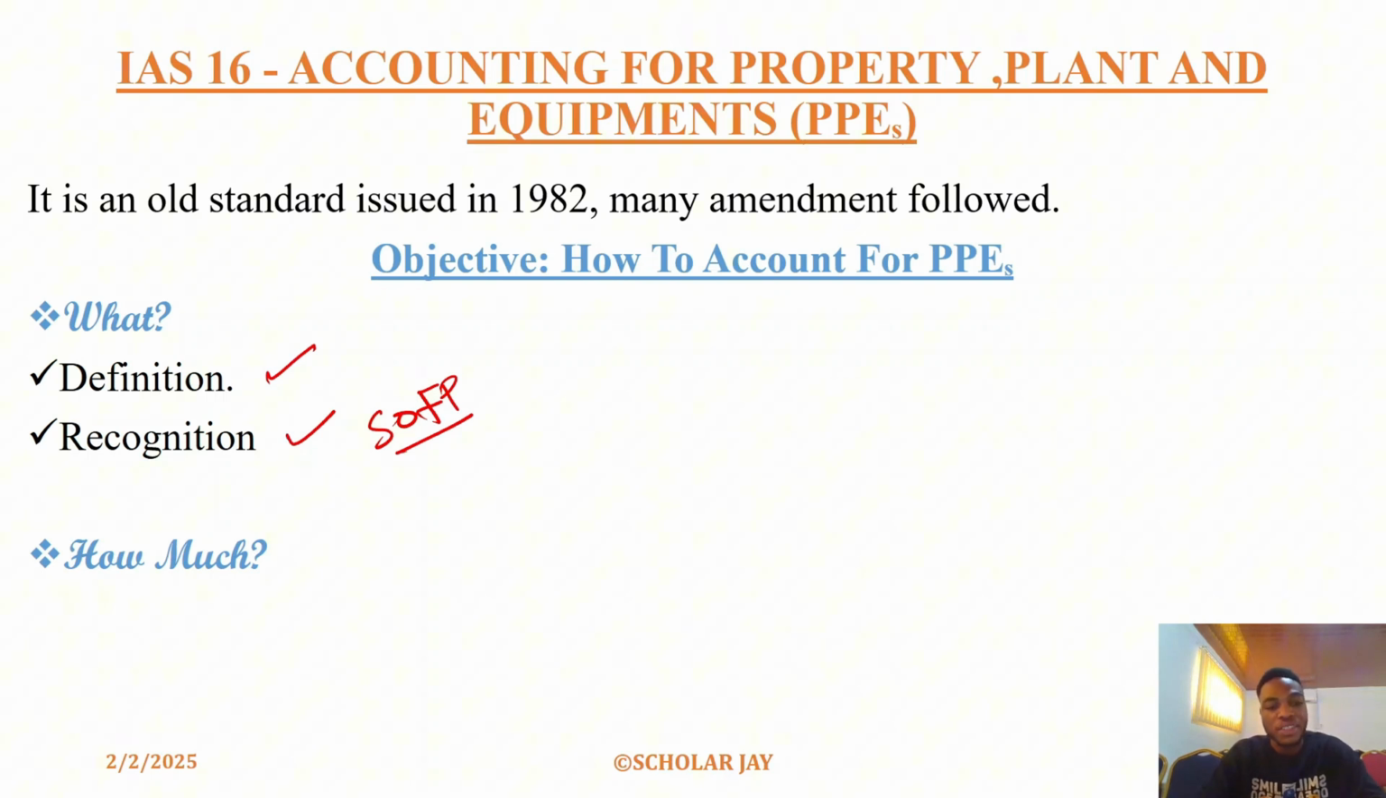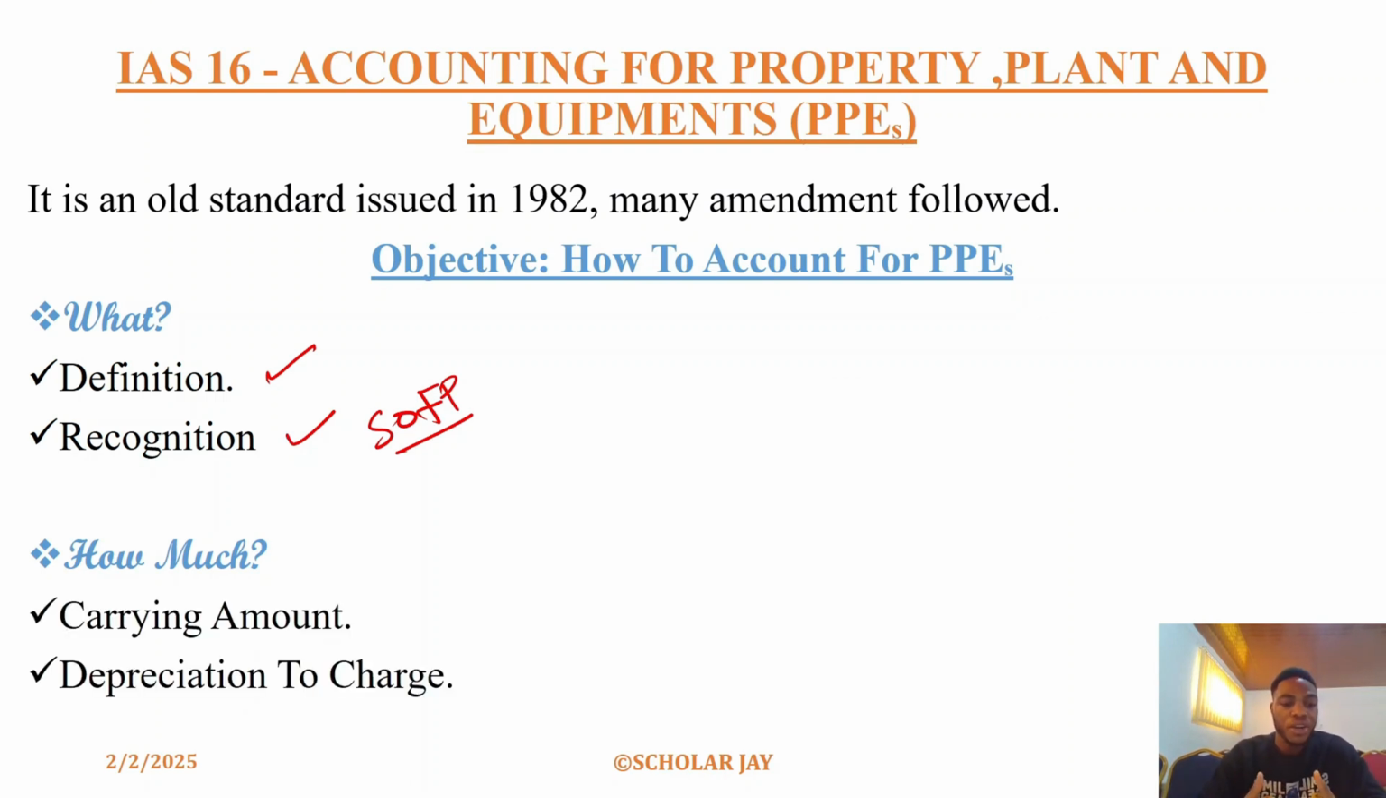Now, how much talks about the carrying amount and then the depreciation to charge. Carrying amount basically has to do with, after you measure the asset, what value should you show in your books? So year one, what value should you show in your books? And then when you go to year two, what value should you show? So this is the carrying amount. And then depreciation to charge: when you use an asset, this asset undergoes depreciation. So how do you compute this depreciation? IAS 16 talks about all these things. So we are going to look at it in the later chapters, okay?